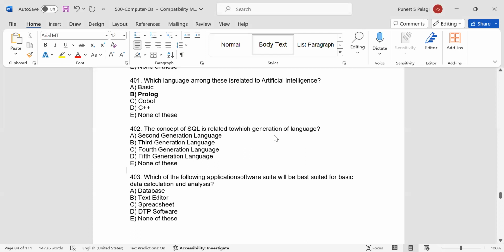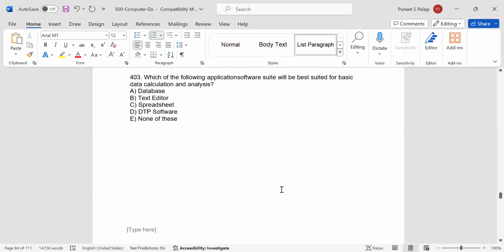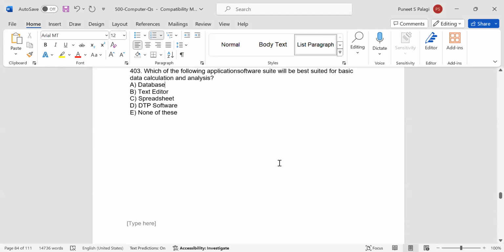The concept of SQL is related to which generation of language? Second, third, fourth, or fifth generation language? It is fourth generation language. Which of the following application software suite will be best suited for basic data calculation and analysis? It is spreadsheet.